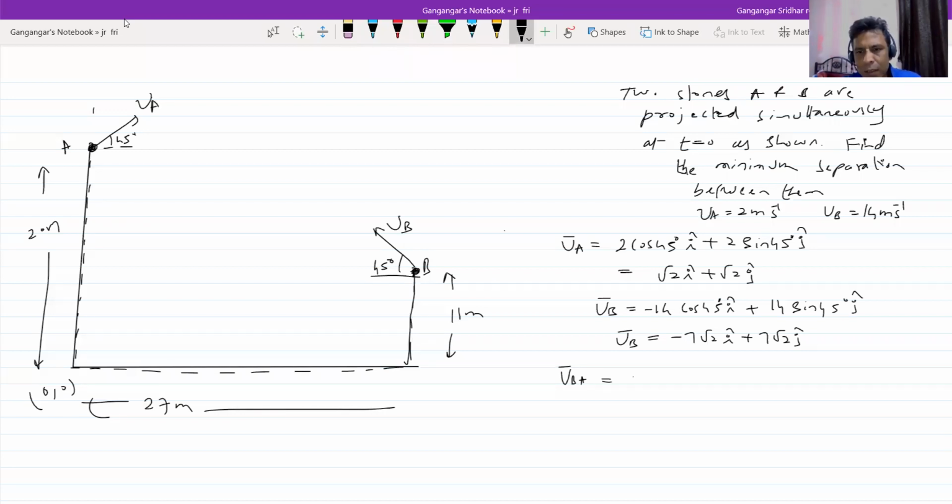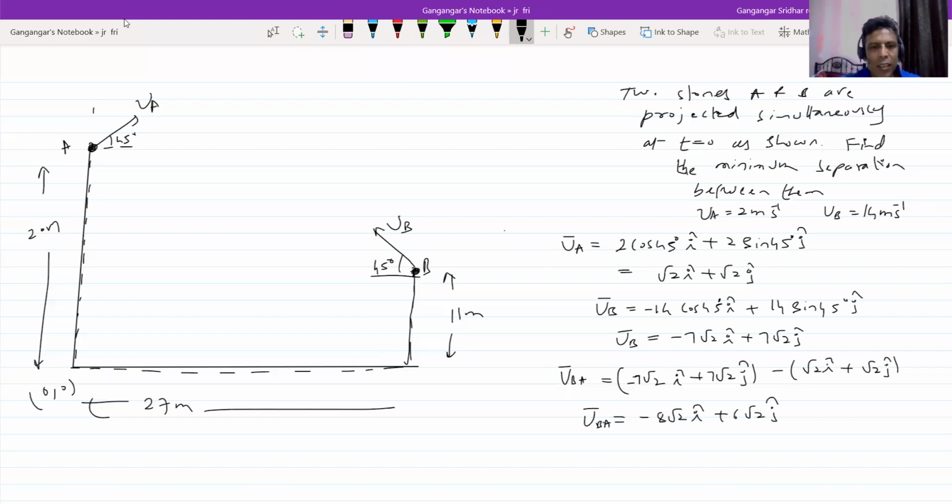So this will be minus 7 root 2 i cap plus 7 root 2 j cap, minus root 2 i cap minus root 2 j cap. So this will be minus 8 root 2 i cap, and 7 root 2 minus root 2 will be 6 root 2 j cap. Look at this, UBA.